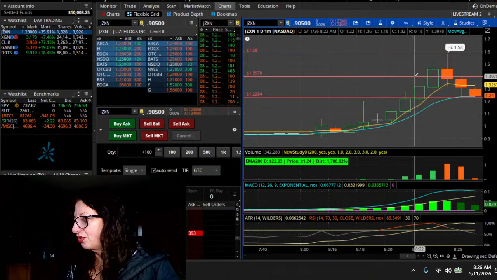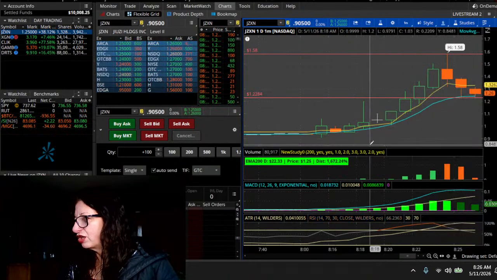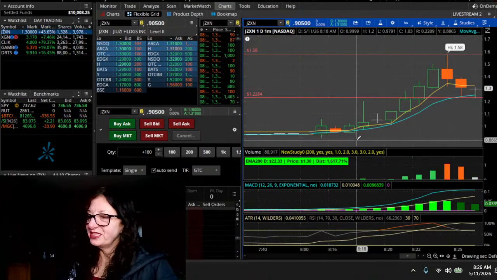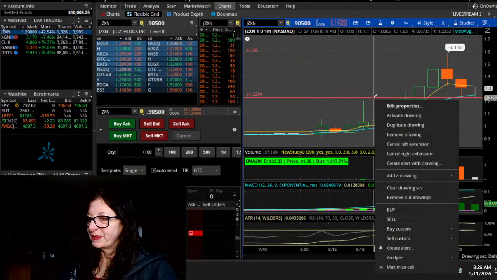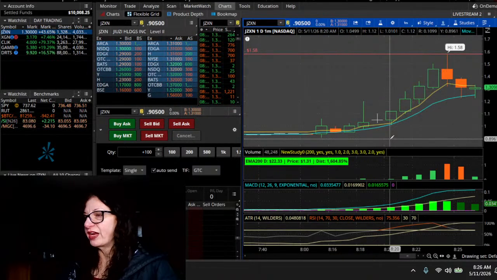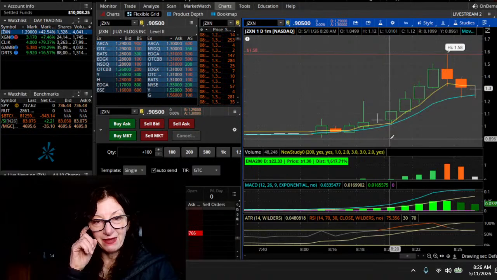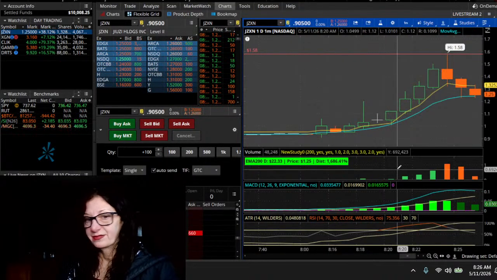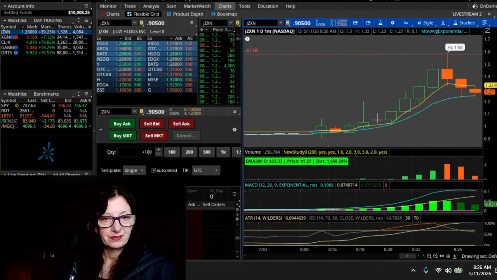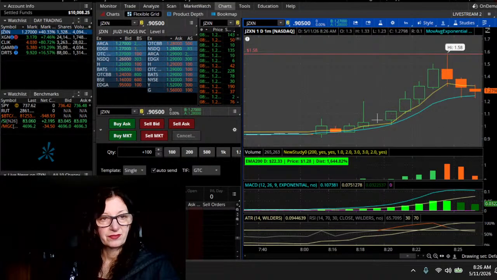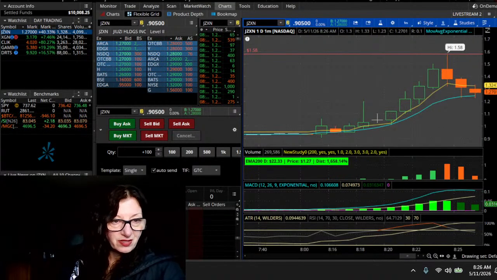All right, so we're below VWAP, but I'm going to wait and see if it pops up. If it's trading above VWAP and above the 9 EMA and I see an opportunity to get in, I might get in. But it does have news.